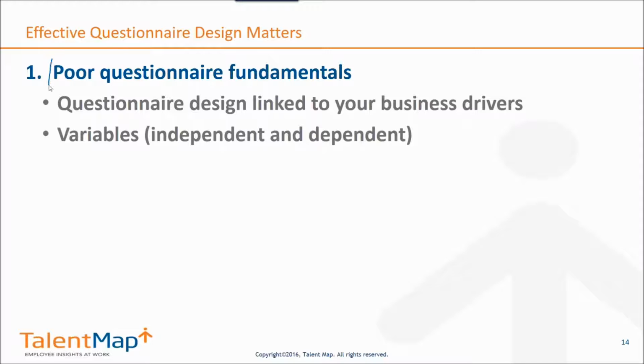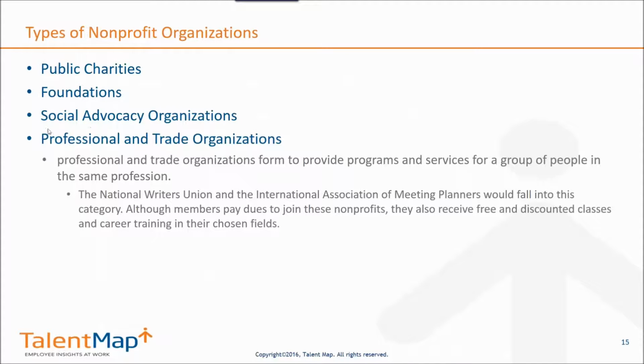So one of the biggest challenges that we see are poor questionnaire fundamentals. People don't take the time to design the questions correctly. They don't take the time necessarily when running surveys to link the questions to their business drivers. And they don't think about how surveys should be designed from an independent and dependent variable point of view. So I'm going to touch a little bit on that, and then that'll lead into one of the key sort of ahas that we've learned that differentiates trade-driven and cause-driven nonprofits that we work with.